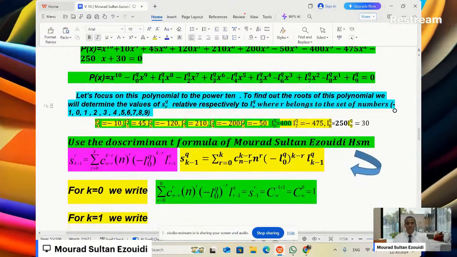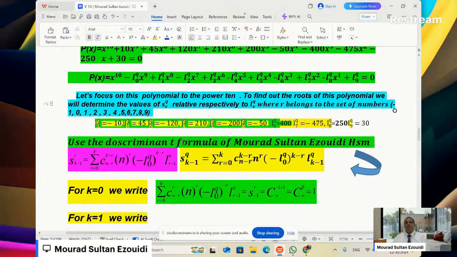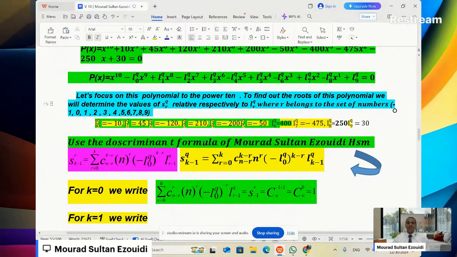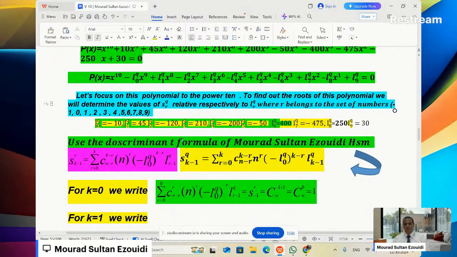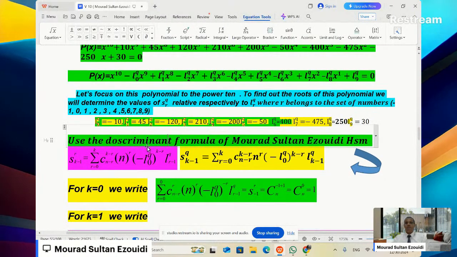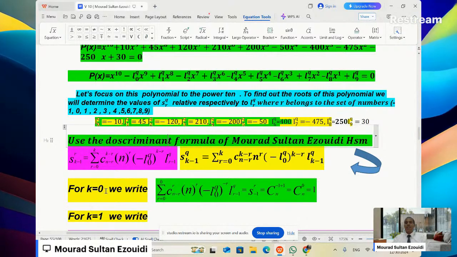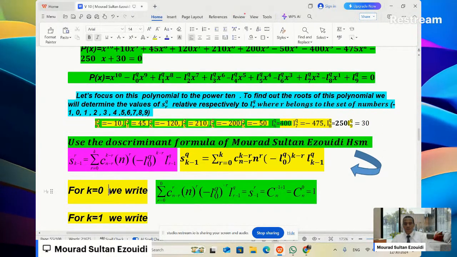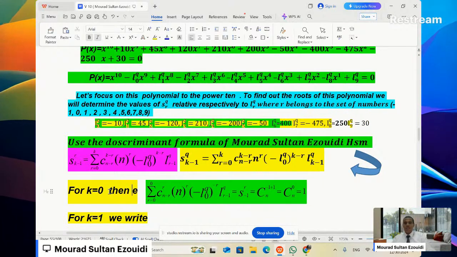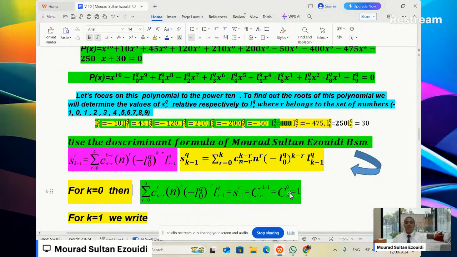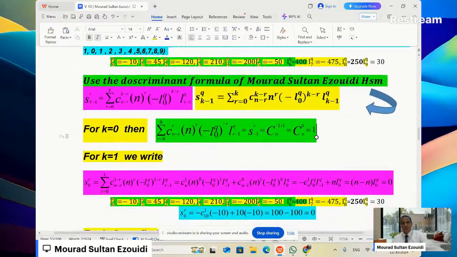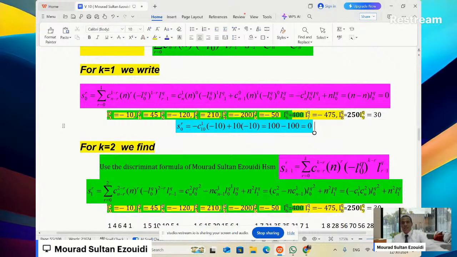So let's check now by using the theorem of Murad Sultanishvili, that is called the discriminant formula. Now, when putting k equals 0, we will obtain S minus 1 of order q is equal to 1. Okay, let's now continue. We calculate, my kids, S0.